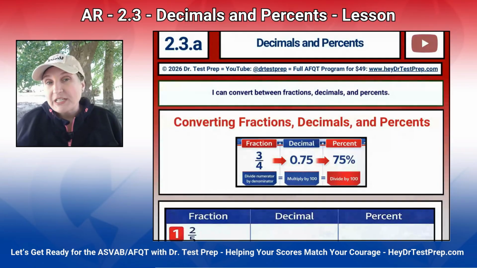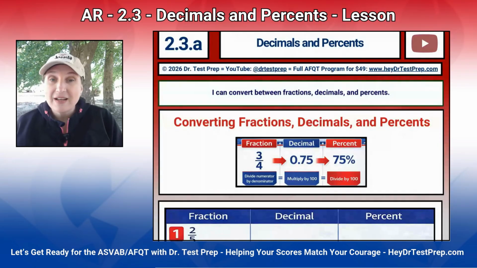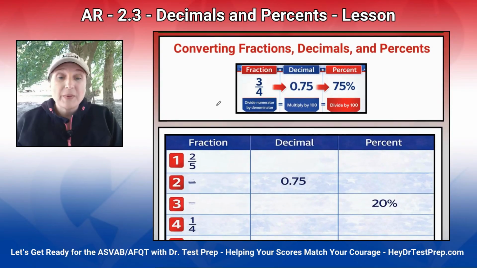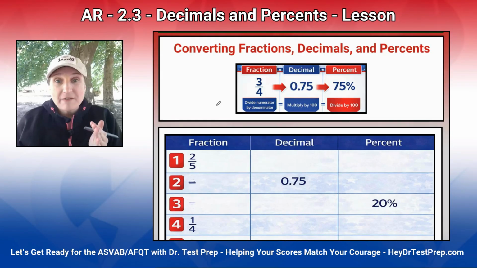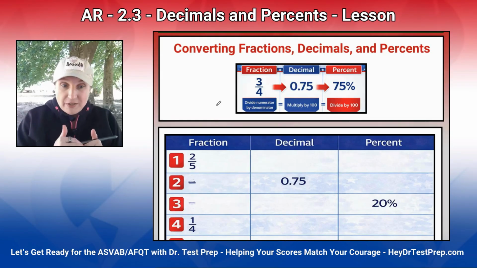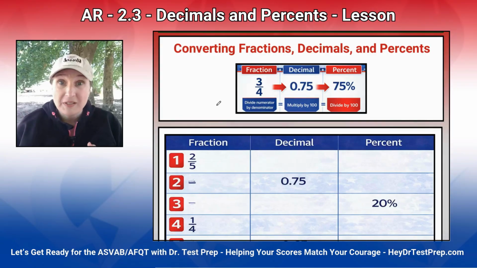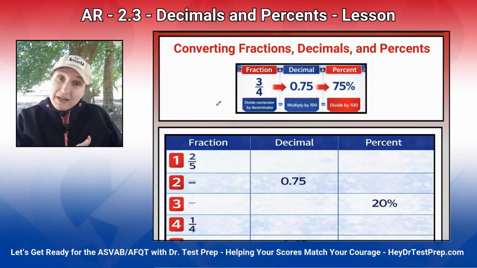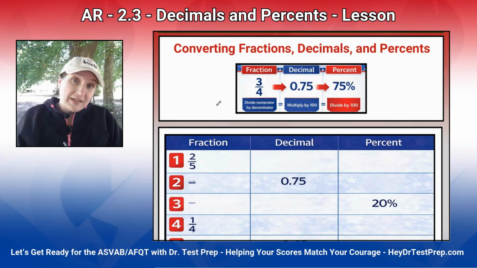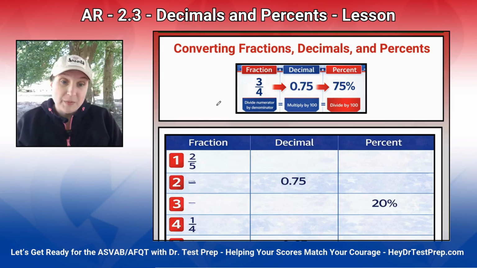I used ChatGPT to help me come up with this graphic. It's not the most beautiful graphic, but in essence, when we are given a fraction, what we're going to be doing is just division. So how many times can 4 go into 3, the denominator into the numerator? Then we get a decimal. Then we multiply by 100 to get the percent, or divide by 100 to go from percent to decimal.